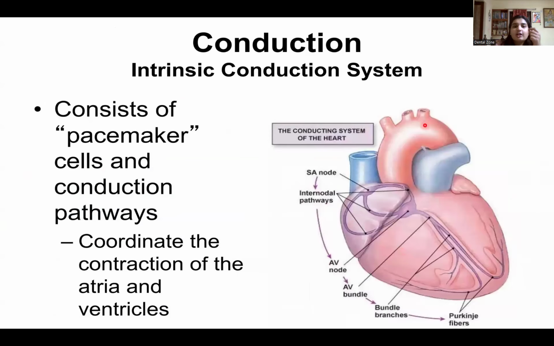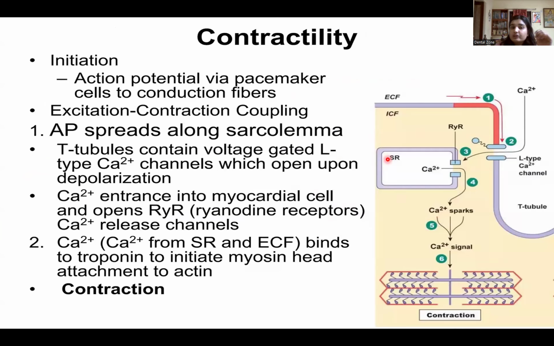Okay. So conduction is due to the intrinsic conduction system. From the sinoatrial node through intranodal pathways, the signal will go to the AV node, from the AV node to the AV bundle, from the AV bundle to bundle branches, from bundle branches to Purkinje fibers. Now contractility. Contractility will be due to the action potential via the pacemaker cells.